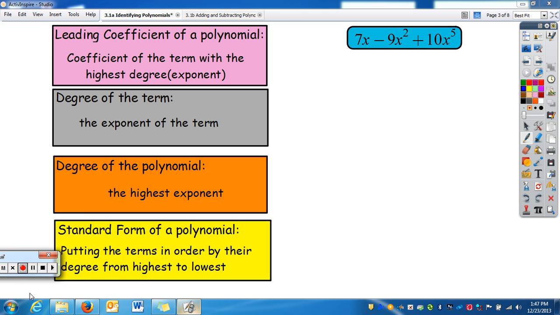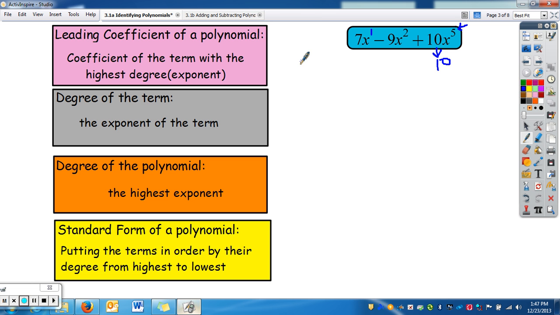Okay. So adding to our vocab, we have something called the leading coefficient. The leading coefficient is the coefficient of the term with the highest degree or exponent. So we take a look at this one right here. Whichever one has the highest exponent, this has exponent 1, 2, 5. 5 is our winner. That's the highest exponent. So the leading coefficient is 10. Again, no variable, just the number.